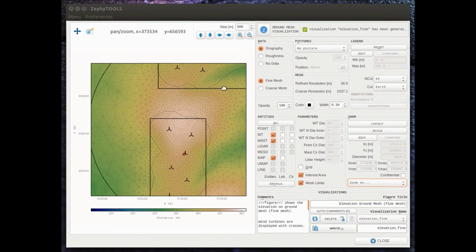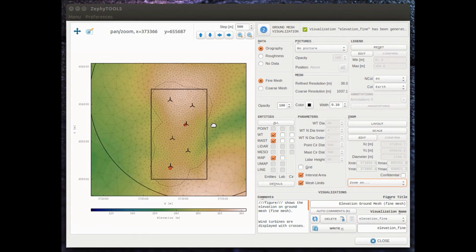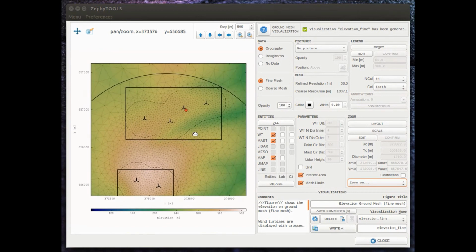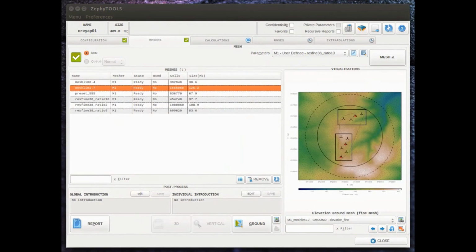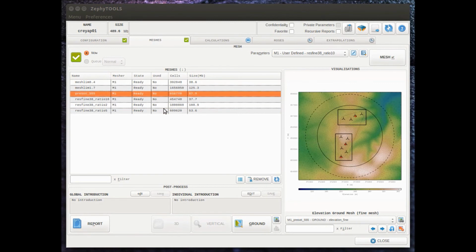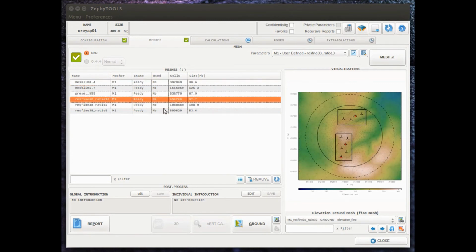So here we can see now that there is an obvious difference between the resolution at key locations and at other areas. So this will be, of course, very helpful if you are basically running calculations with high resolution at key location in a very short amount of time.